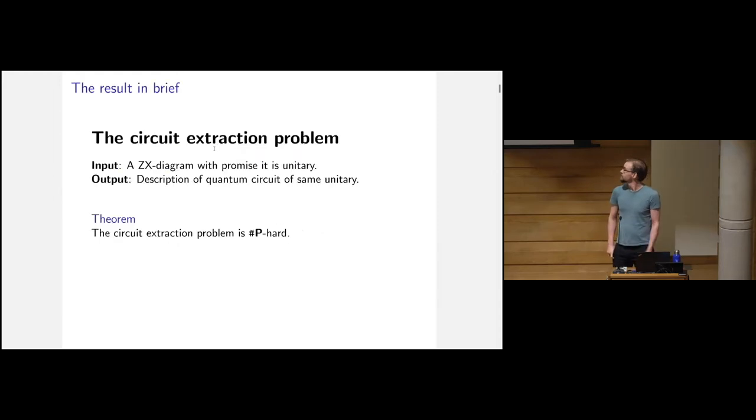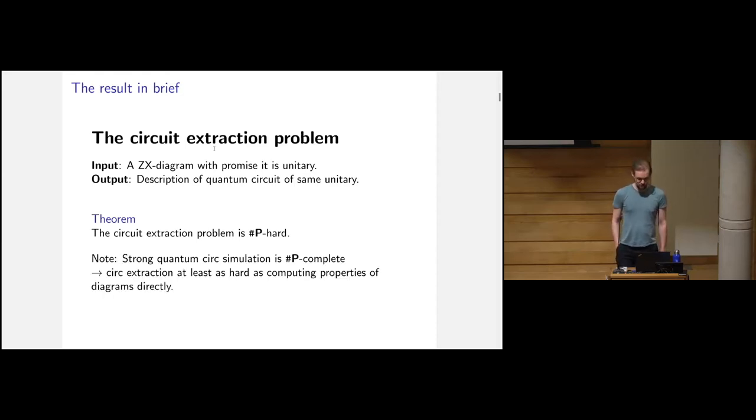from a ZX diagram. So this result can be summarized in a single slide. If this is the only thing you take away from this talk, that's great. We are given as input a ZX diagram, and the only promise we're given is that it is unitary. We need it to be unitary because any quantum circuit is unitary, so if it's not unitary, we obviously can't get a circuit out of it. The output should be a description of a quantum circuit of the same unitary. And then our theorem is that this circuit extraction problem is #P-hard.